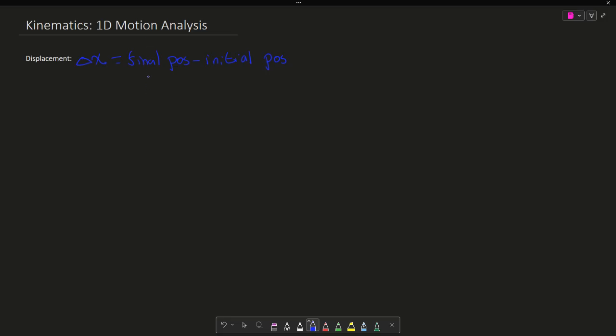Now, what does this Greek triangle mean? This you will see a lot in kinematics, and it means change in, delta. So when I say delta x, I mean change in x.